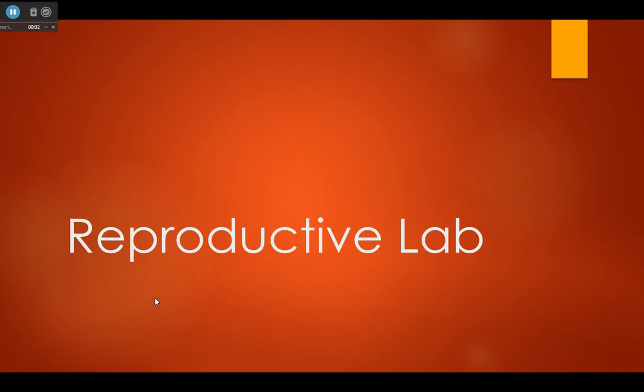All right, so we're looking at the reproductive lab. This is going to be exercise 42, the reproductive system. Now, a thing to keep in mind on the quiz that involves this, quiz 9, you're also going to have genetics and meiosis. So online, there is a genetics and meiosis chapter. Print that off and study that.